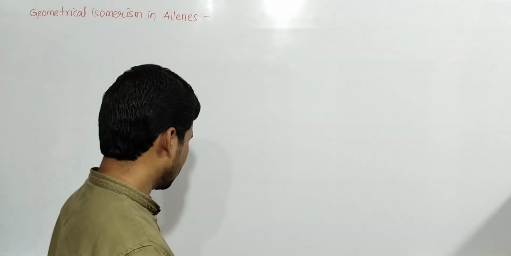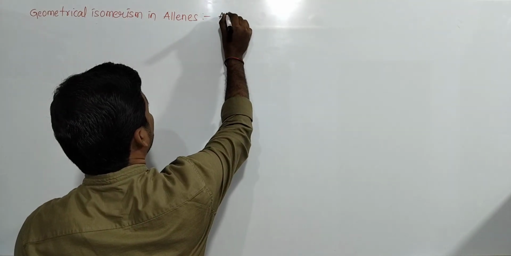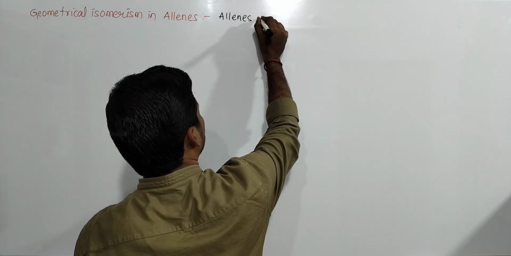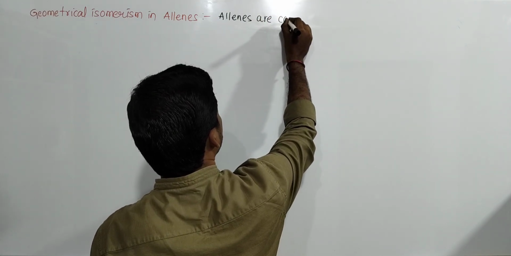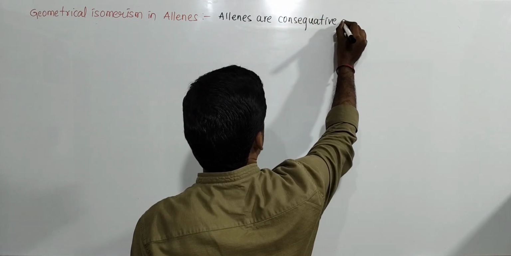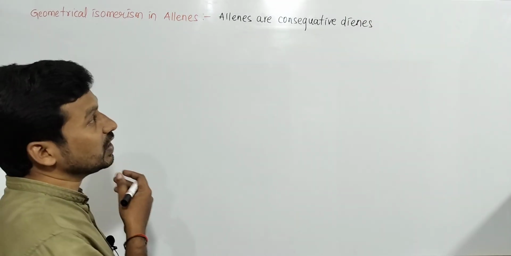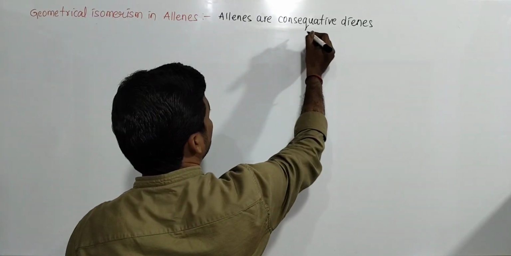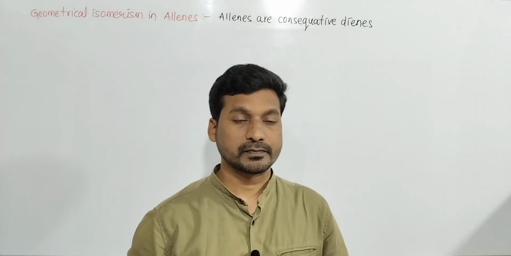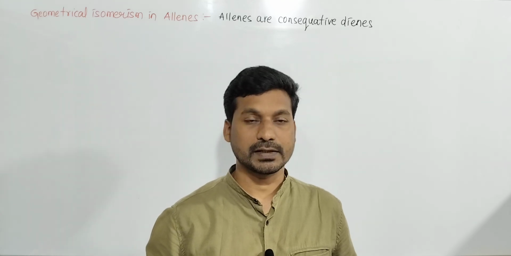What are allenes? Allenes are cumulative dienes. Allenes are consecutive dienes. Consecutive dienes are cumulative dienes. Diene means di means two, ene means double bond, two double bonds. So molecules containing two double bonds are dienes.